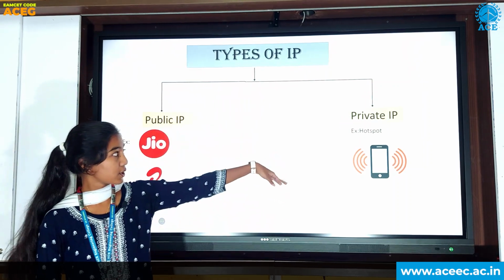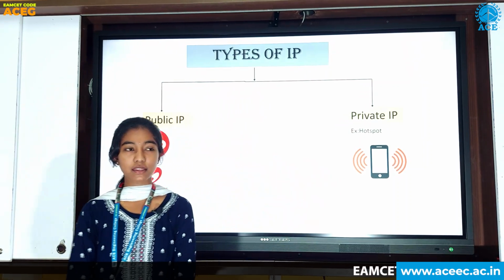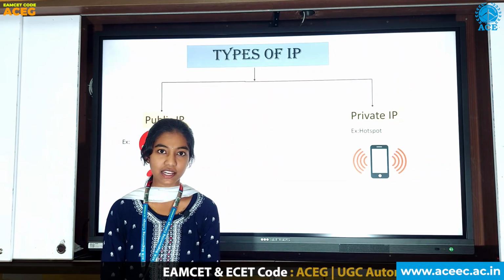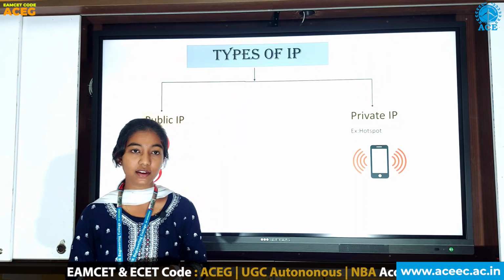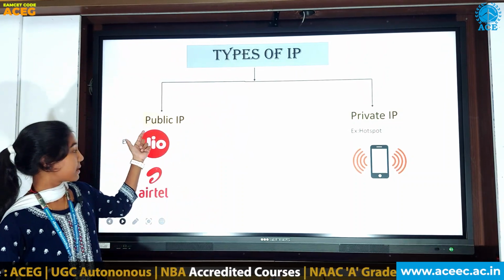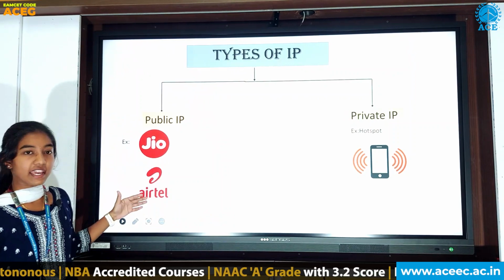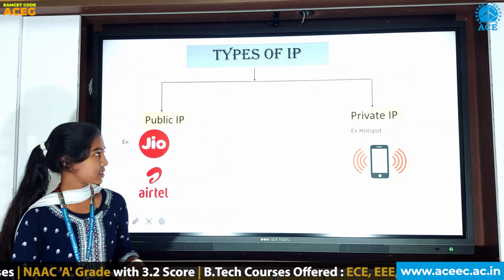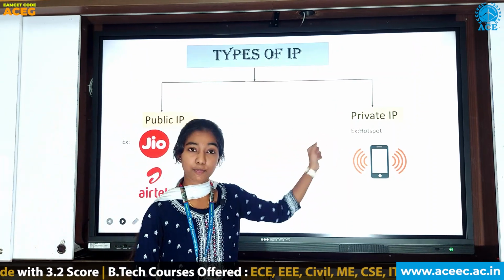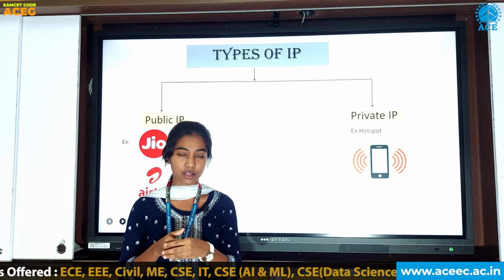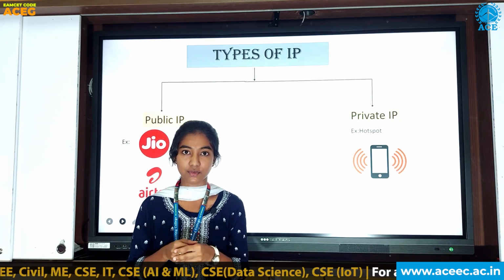Now let us come on to private IP. Private IP is such that we can connect to some devices privately, that is we have more security. It is provided by ourselves. Examples of public IP are Jio and Airtel and also BSNL, etc. They are wider range of networks. In private IP, the hotspot of our mobile is the example, because we can connect the hotspot securely. We can set a password to it.